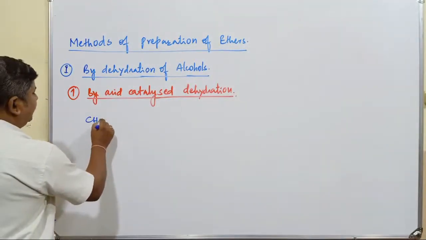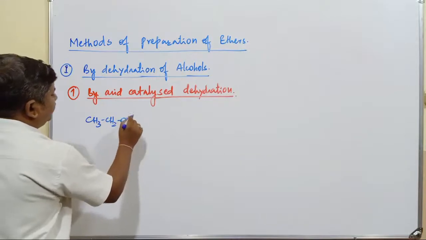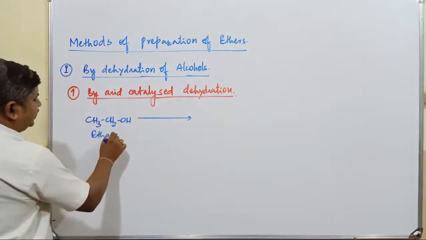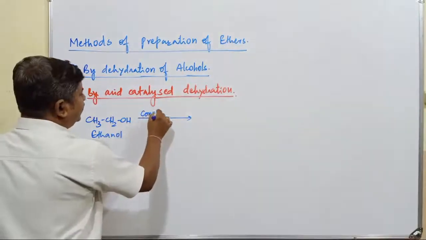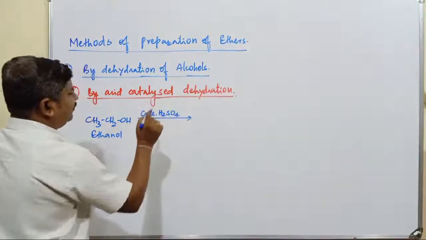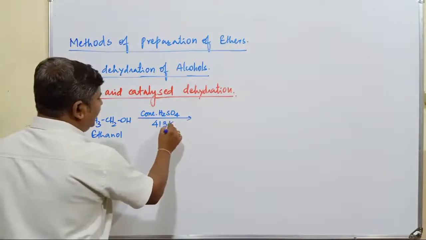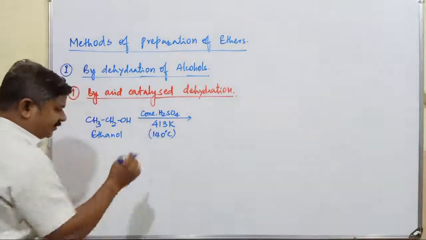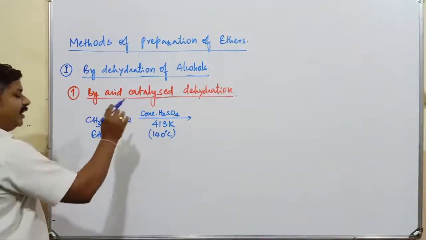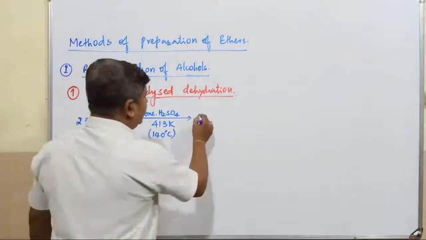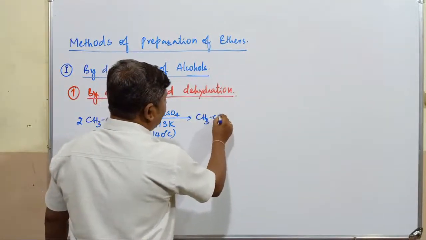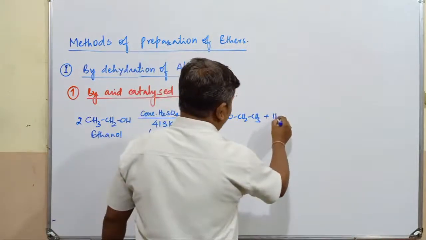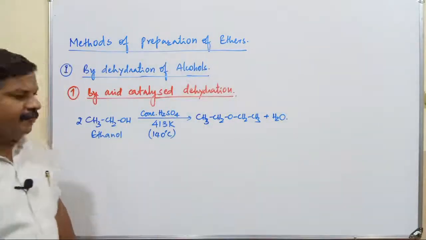So how does this reaction take place generally? This is CH3, CH2, OH. What's the name of this alcohol? It is ethanol. When this ethanol is treated with concentrated H2SO4 at a temperature of 413 Kelvin or 140 degrees Celsius, it is mandatory to mention this particular temperature. Here we take 2 moles of this. The product obtained here is CH3CH2OCH2CH2, plus, when it is dehydration, naturally elimination of a water molecule takes place.